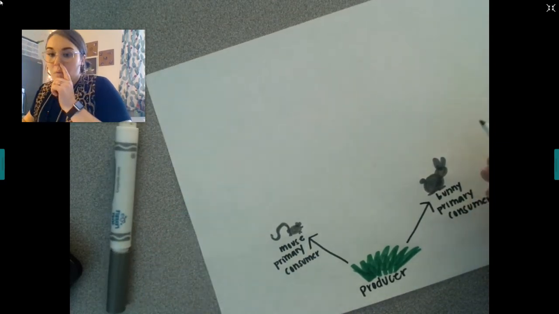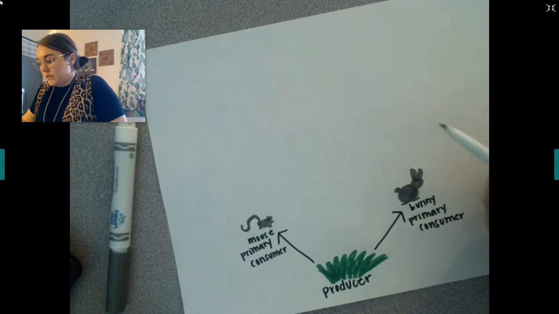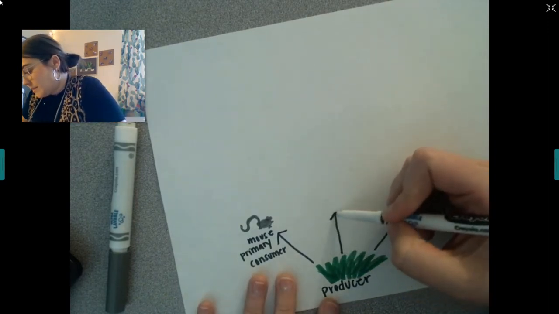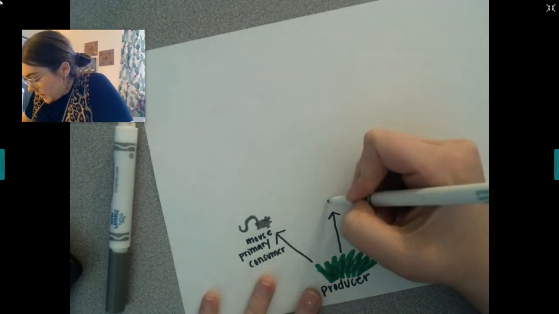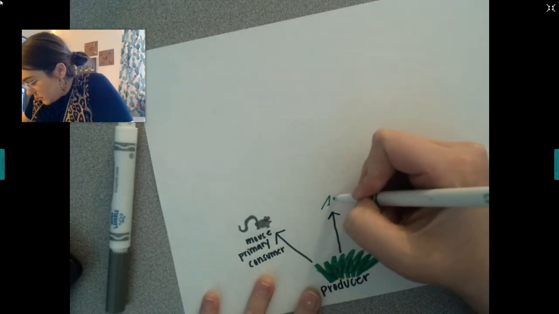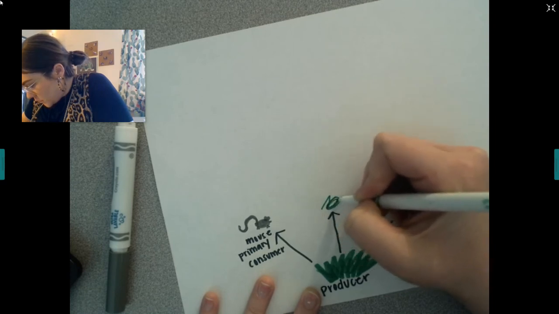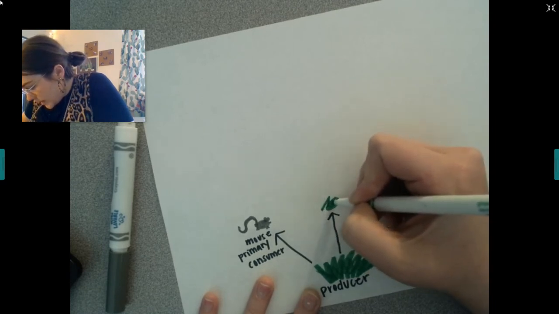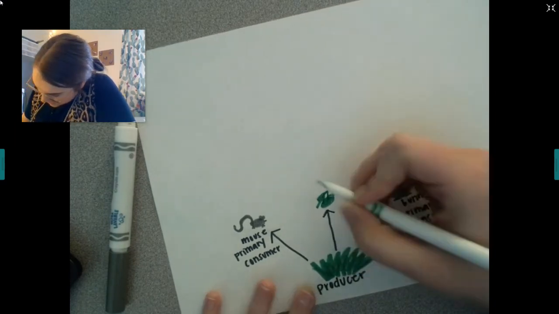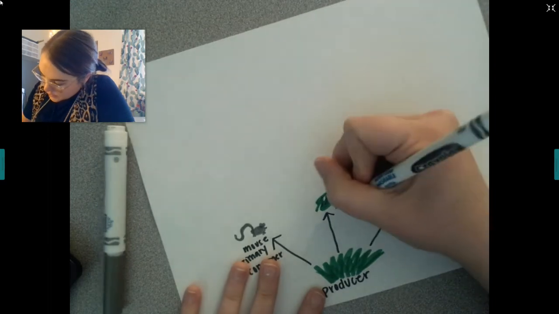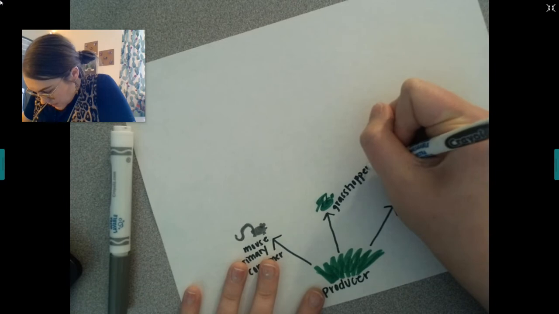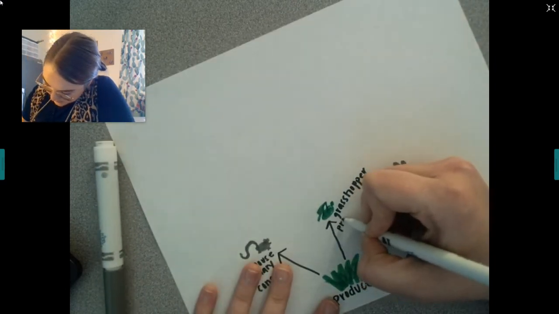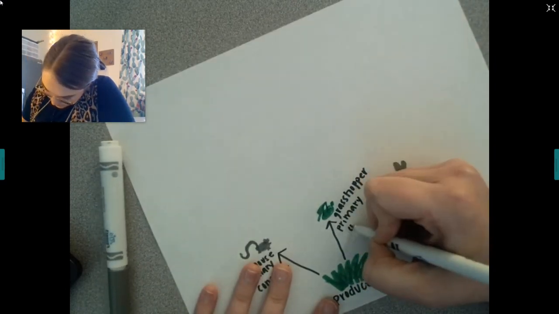Now I'm going to think, what else could eat the grass? Is there anything else? And I think, yes, there is. A nice little grasshopper, which is going to be lucky if I can draw it. A nice little grasshopper ate the grass too. So he is also a primary consumer.